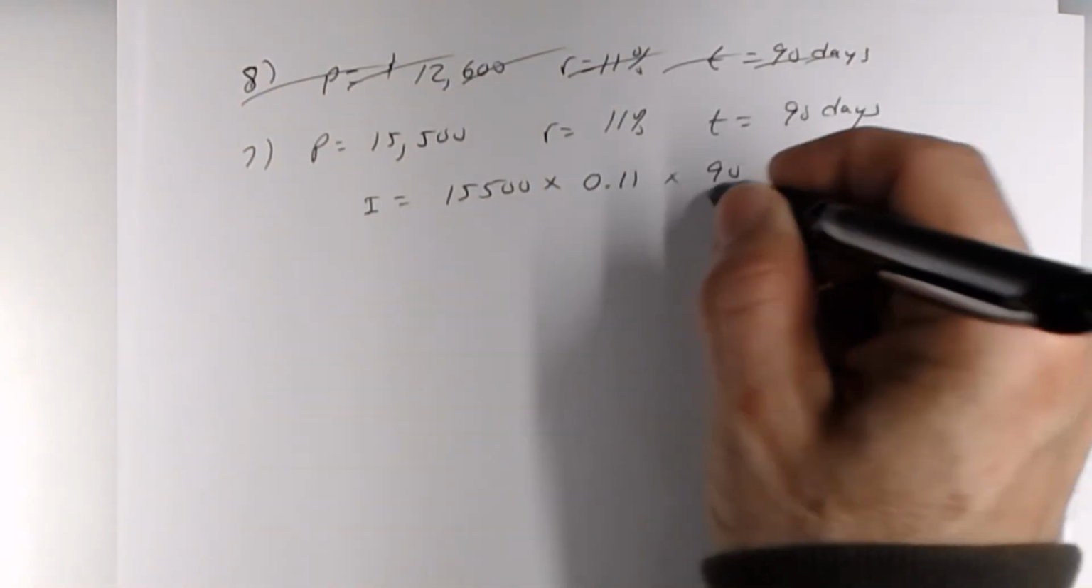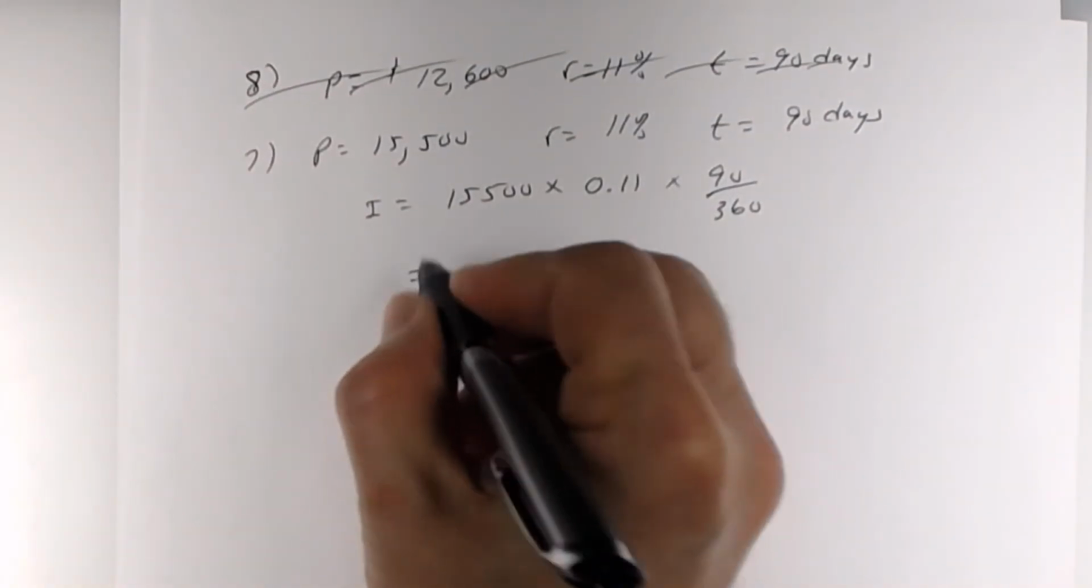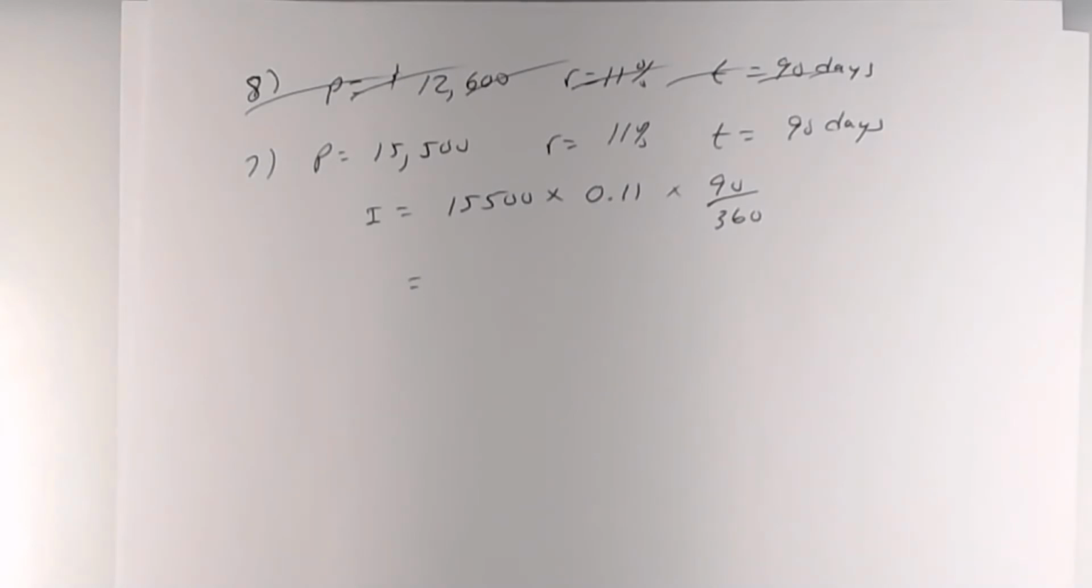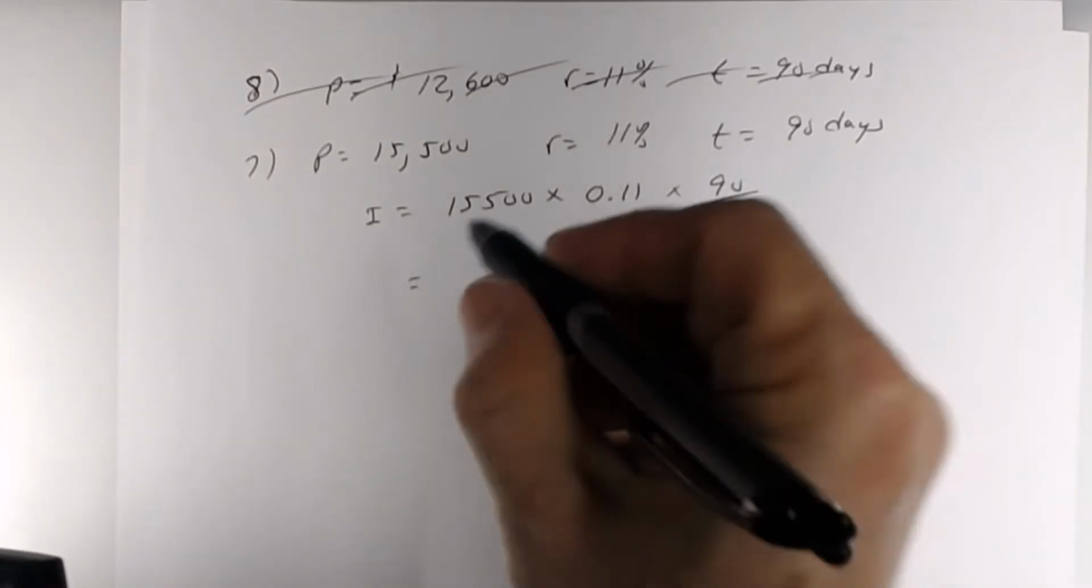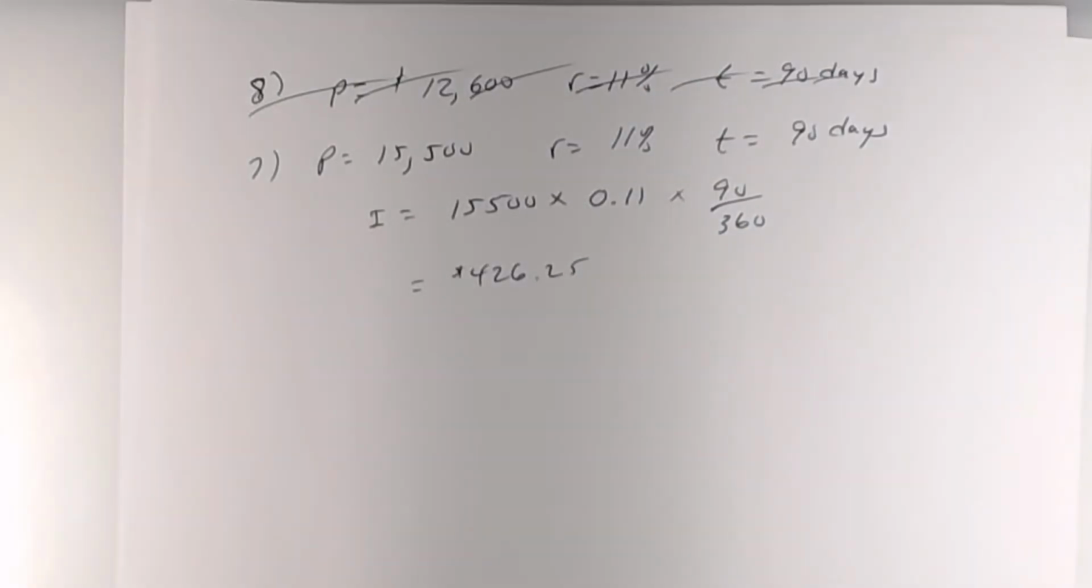So you're going to say 90 divided by what? 360. And so what do you get? I'll tell you how many days in the year to use. So 15,500, is that correct? Times 0.11 times 90 divided by 360. So it looks like you got $426.25. Okay.